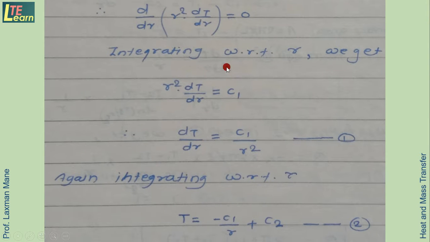Next, integrating with respect to r the above equation, we find r square into dT by dr is equal to C1. Arranging the term, we find equation 1. Once again integrating equation 1, we find the temperature T. On the right side, C1 into 1 upon r square integration is minus 1 upon r. That's why the minus sign comes here. Plus C2. Say equation number 2.